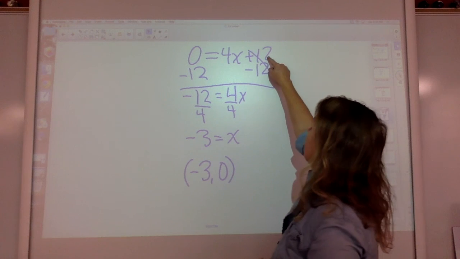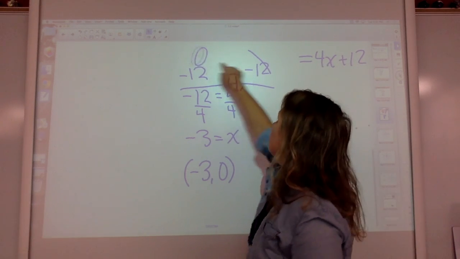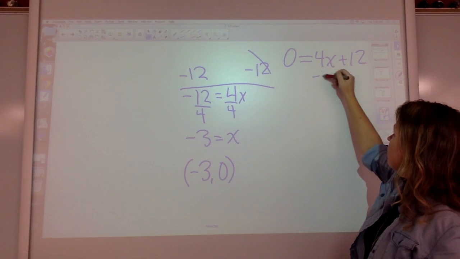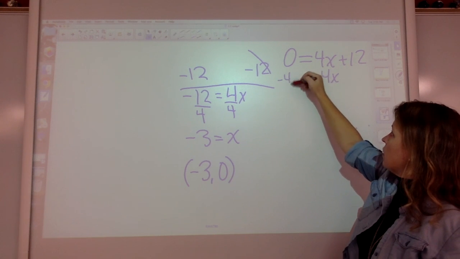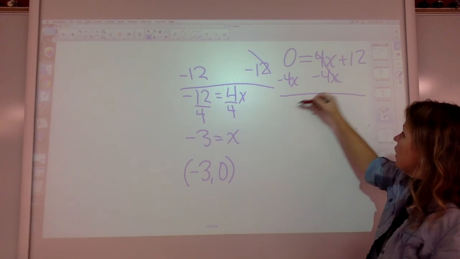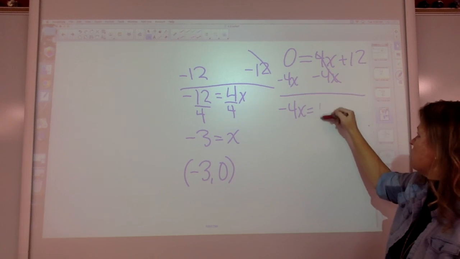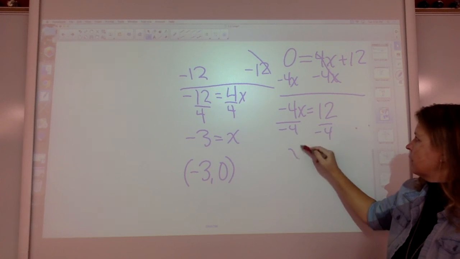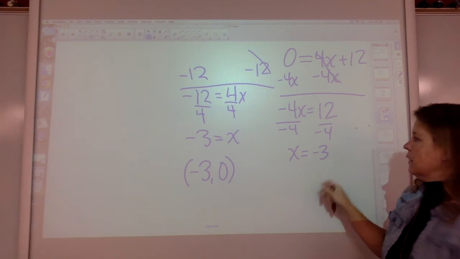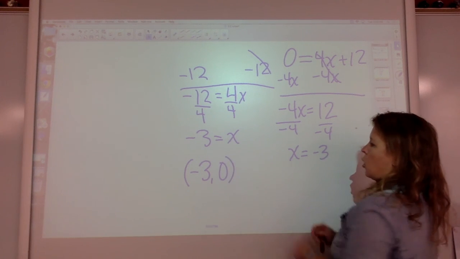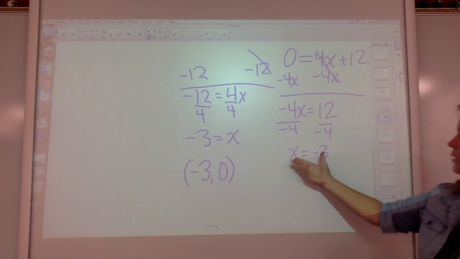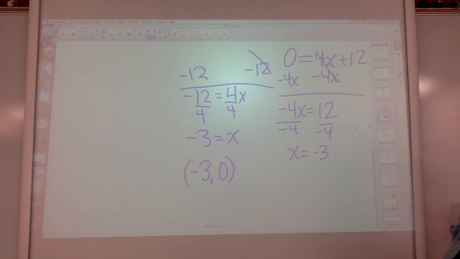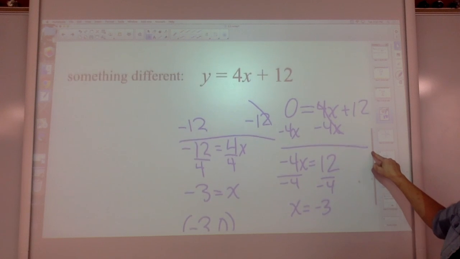Now, please keep in mind, I said go ahead and move the 12 over to the other side. What if you moved the 4x over to the other side? You would have got negative 4x over there. Negative 4x equals positive 12. But when you divide by a negative 4, you get x equals negative 3 anyway. Same answer, just different order. And I know we've been working on practicing making sure the x is on this side, so maybe you feel more comfortable doing it this way. Don't forget to do the rest of the problem.